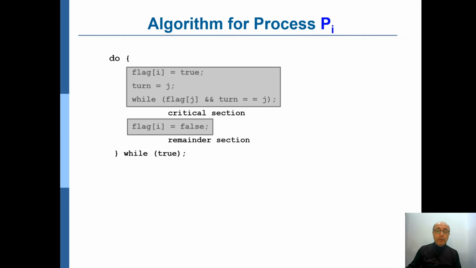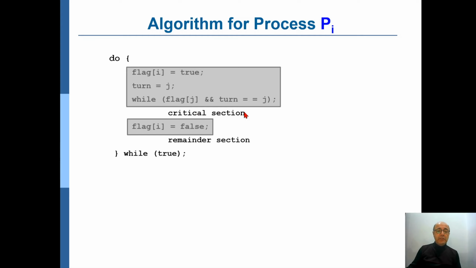So in other words, when P0 is running, it's making flag 0 true, and turn becomes j. If this is process Pi, j is the other one. So if this is the code for P0, you should read it like flag 0 becomes true, turn becomes 1. On the other hand, when you're reading it for process P1, it should be flag 1 true. In that case, turn should be 0. So always i is myself, j is the other one. Okay? So what's going on?